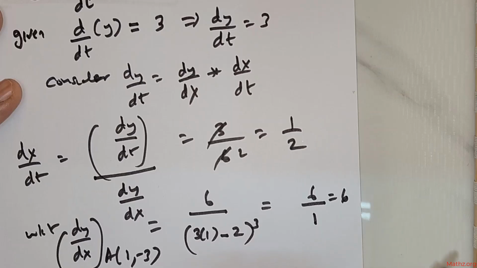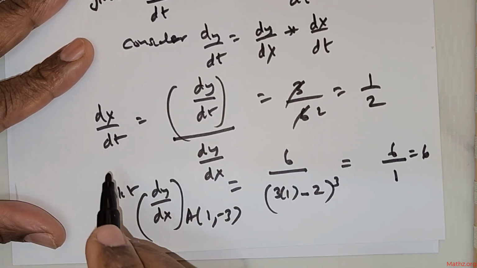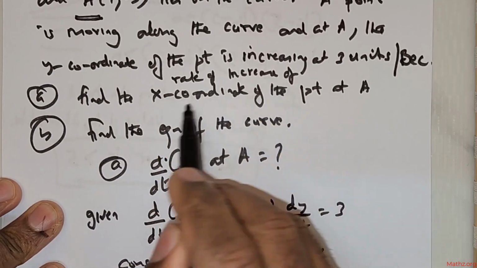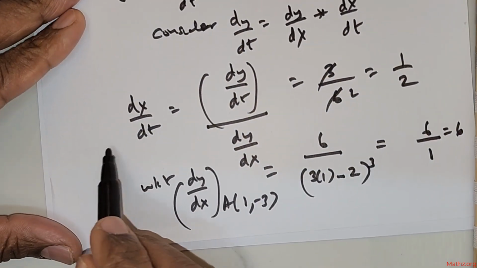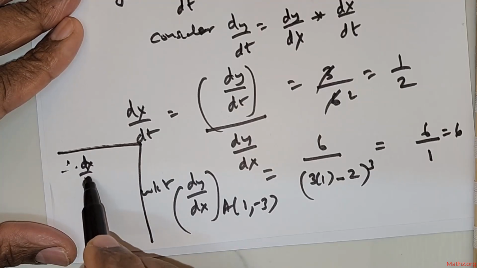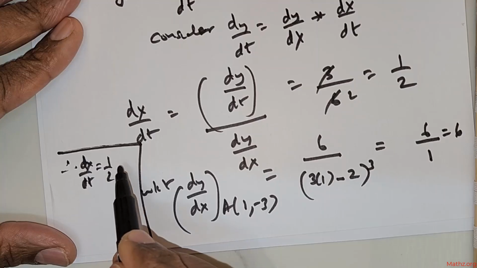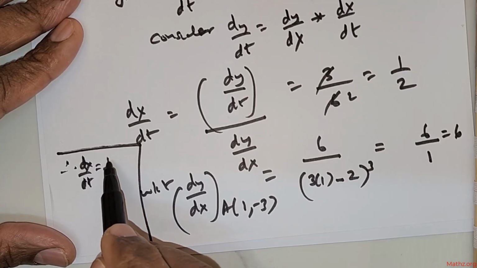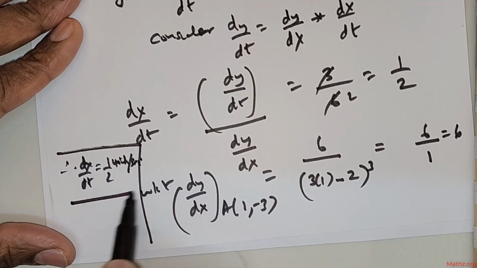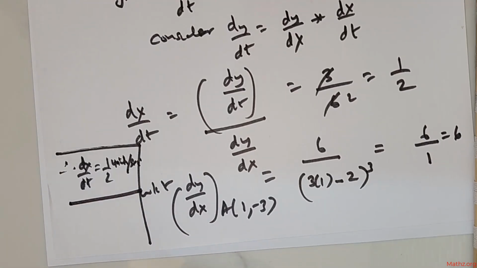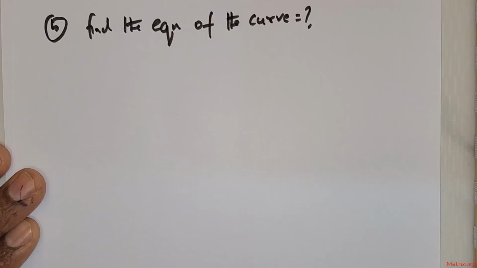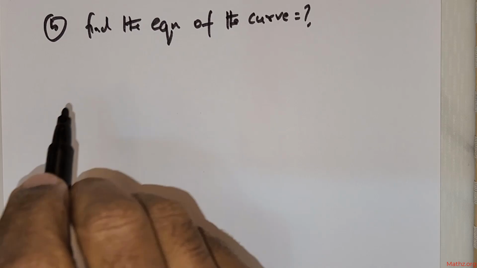Fair enough, right? So what have you got? You got the rate of increase of the x coordinate. So I'm going to complete the question here. Therefore dx over dt is equal to 1 over 2 units per second. So that's the final answer, right? So with that, we move on to the next one. Students, we got the next part.